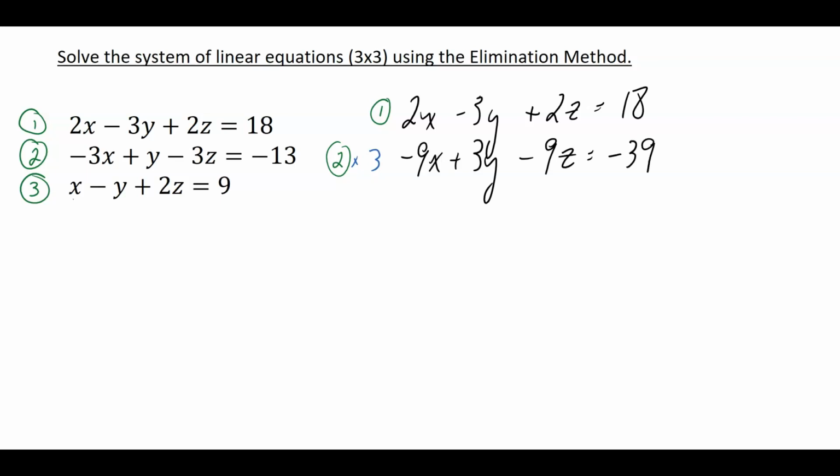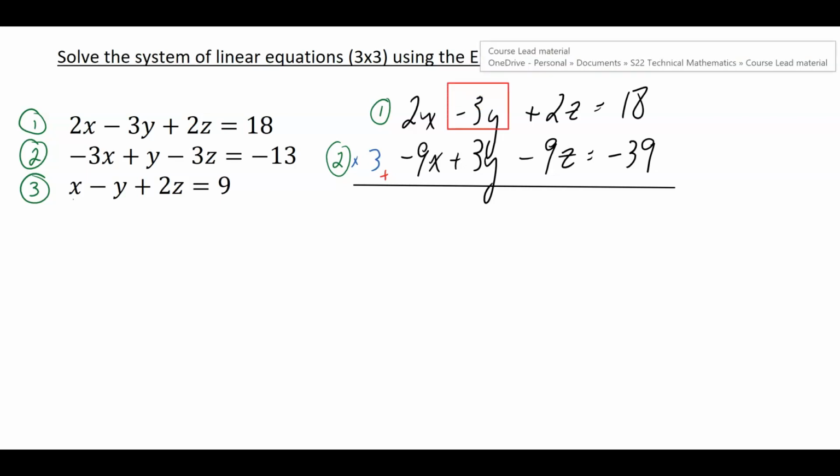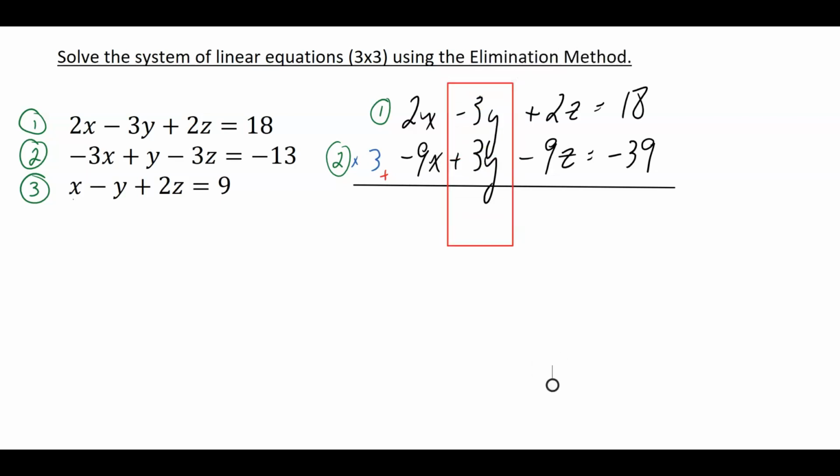Okay, we are going to now perform the addition. And I am choosing addition because I have, in this case right here, in the y term, minus 3y, and I know that when I add to that positive 3y, I get plus 0y, which is the goal of the elimination method. Check. I've eliminated one variable. So now let's work with the rest of them.